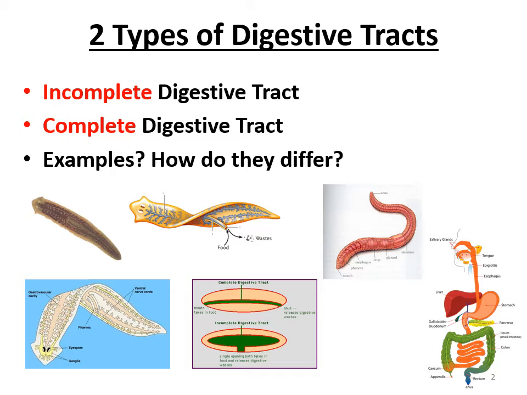Now, when you think about these two digestive tracts, we already went over this, but I'll review it again. You should know the examples and how they differ. So the example of an incomplete digestive tract could be flatworms or planaria, whereas the complete digestive tract would be humans or even this earthworm here, any organism that has a mouth and an anus, which differs from the organisms with only one opening.